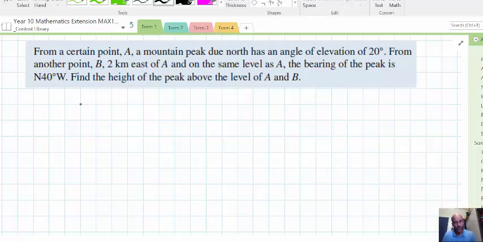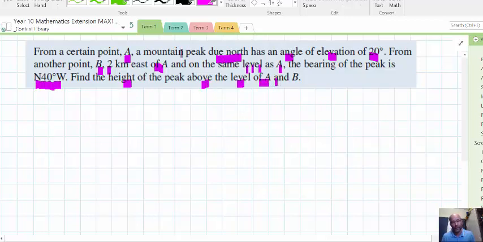The second and final example is a more difficult one, and it is three-dimensional. So let's clarify the problem first. From a certain point A, a mountain peak due north has an angle of elevation of 20 degrees. So we've got both bearings along the ground, and we've also got vertical elevation above the horizontal. From another point B, which is 2 kilometers east of A, on the same height or level as A, the bearing of the peak is north 40 degrees west. Find the height of the peak above the level of A and B. Okay, a lot to think about there.